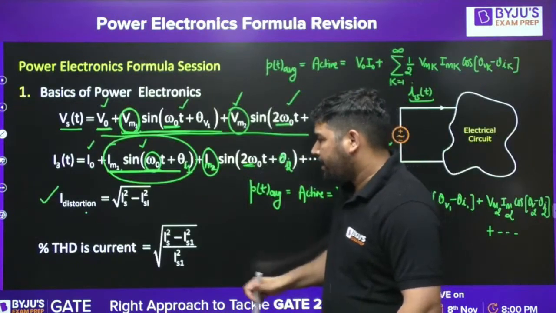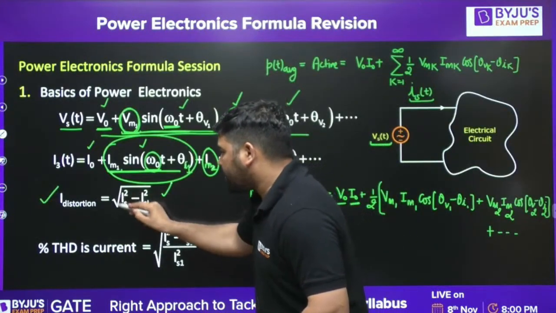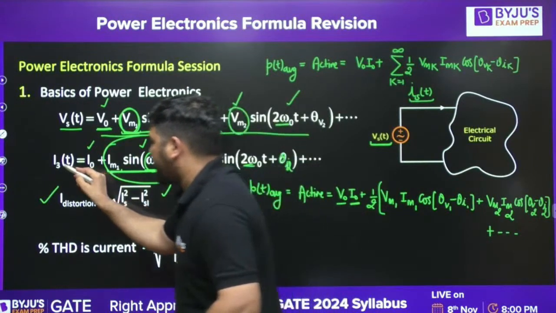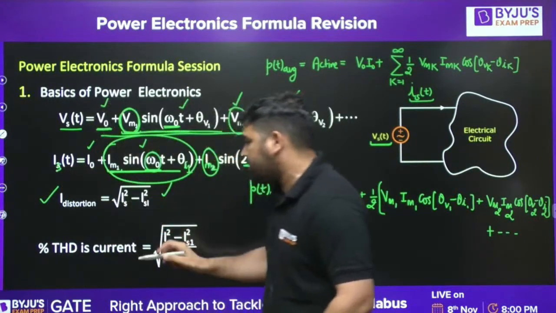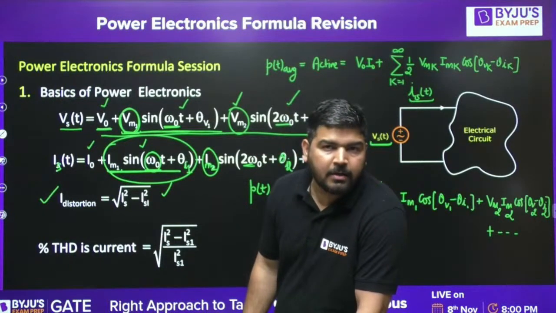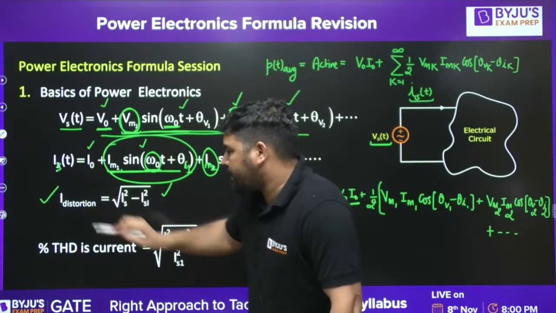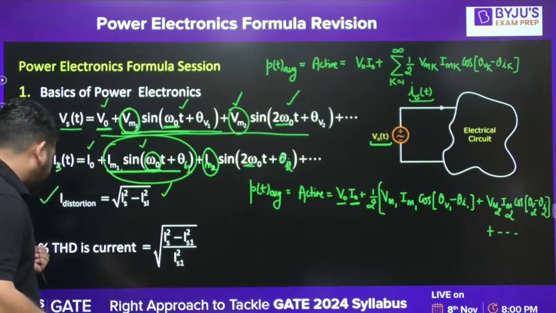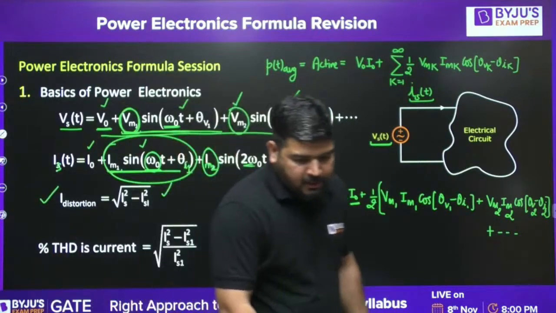Now, this is the RMS of the total current, IST RMS. This is my IST source current. So you can take the RMS of the source current, subtract the RMS of the fundamental component, and take the root, and you will get the RMS of the distortion. Now, I need to find the percentage THD, total harmonic distortion.